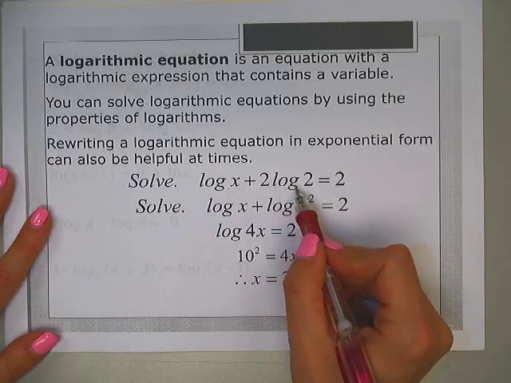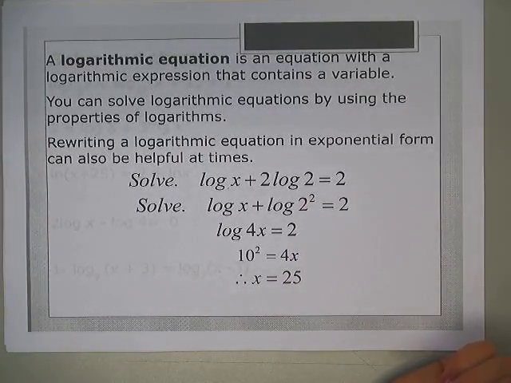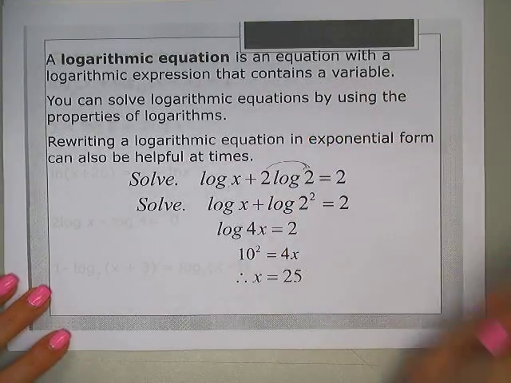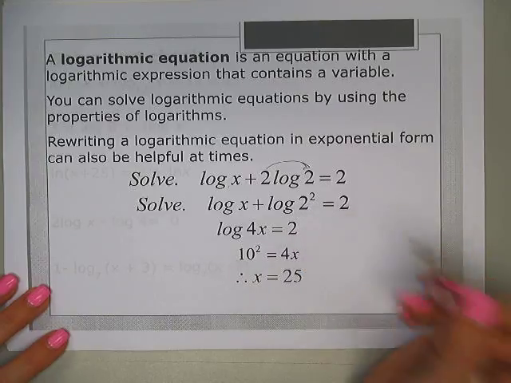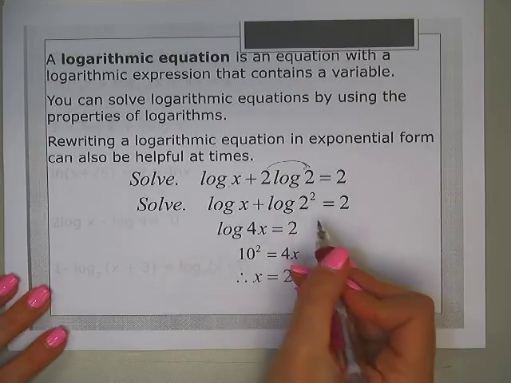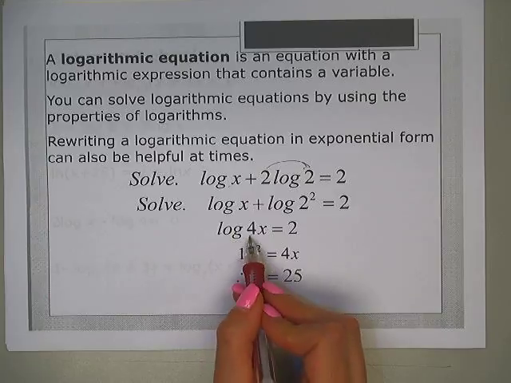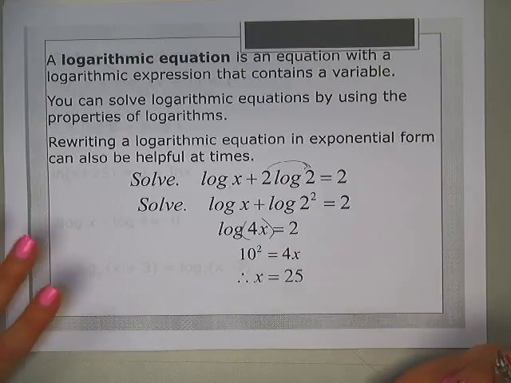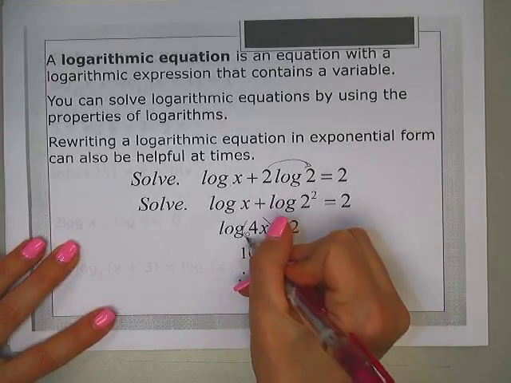Remember, power property comes first. You always apply the power property first to solve in most instances. All right, so let's take a look at this one. I've got log base 10 of x plus 2 multiplied by log base 10 of 2 equals 2. Again, I typically do power property first. In very rare instances, I may not do power property, but most of the time I do. So here we go. I move the 2 up. That becomes the exponent: log of x plus log of 2 squared. Well, that's log of 4.